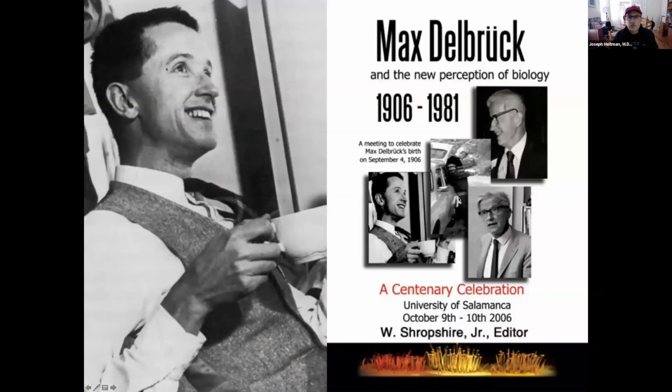I want to begin the story with Max Delbruck. Many of you know that Max was a physicist who transitioned to work in genetics and molecular biology. He was part of the phage school of molecular biology. This is a pamphlet from a centennial celebration of his birth that was held in Spain a number of years ago that I had the opportunity to attend.